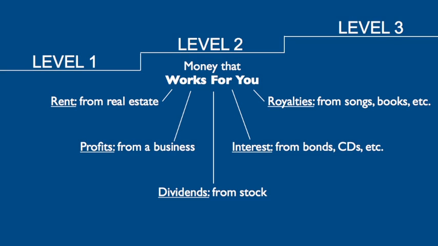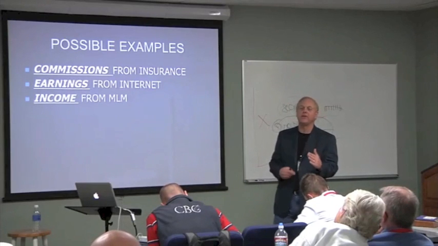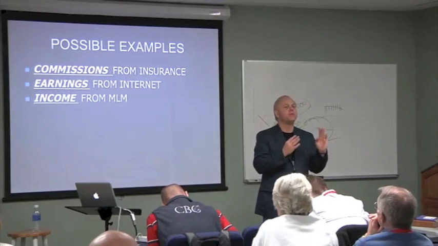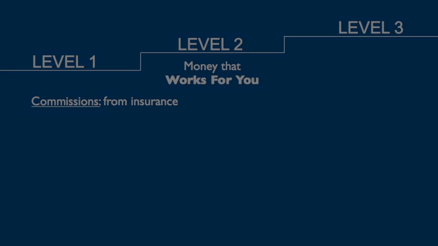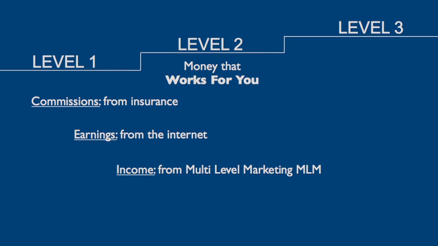These are examples of level 2 income. Now, here's some other examples that could be included. Commissions from insurance. It's possible, depending on your setup. Our earnings from the internet can also be included in this. It depends. And the reason I say it depends, it's like flipping real estate. If you notice, I have rent from real estate, not profits from real estate. But what we're looking for here is money that works for you. Our income from multi-level marketing, it's possible.